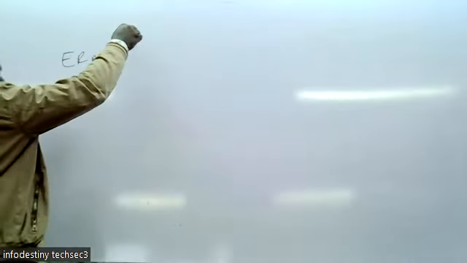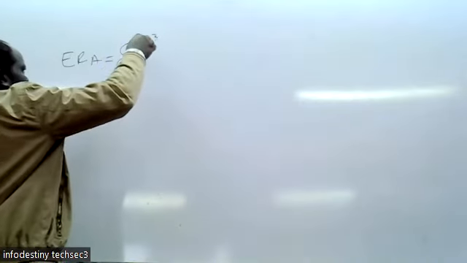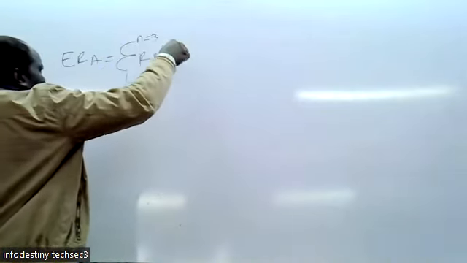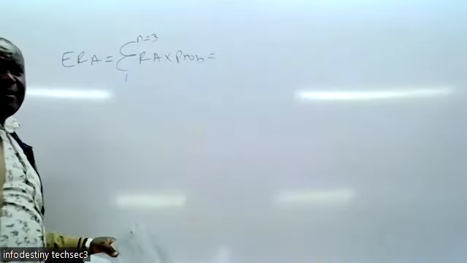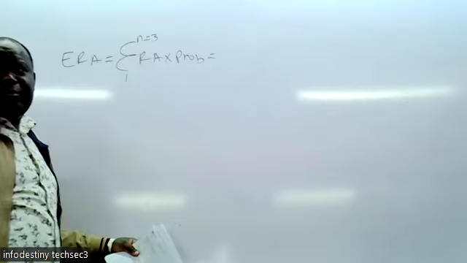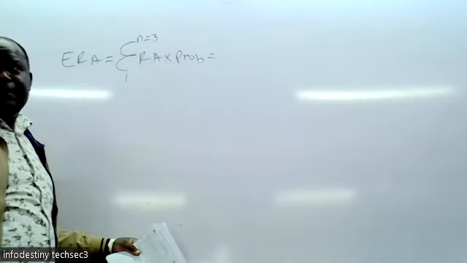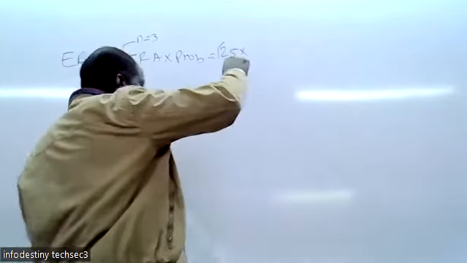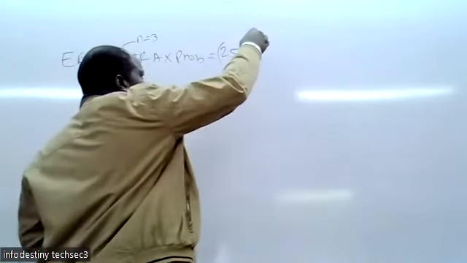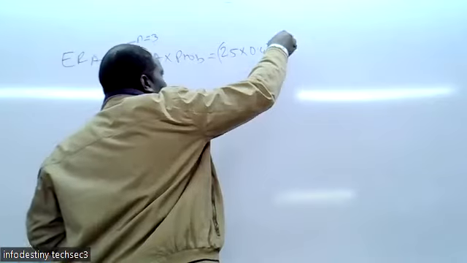So expected return for A, you simply get the summation from the first. There are three of them. Return for A multiplied by probability. So what is our first return for A? Best case, we got which percent? So you take 25 multiplied by the probability, which is 0.4.